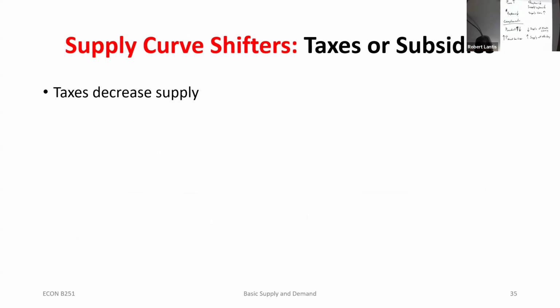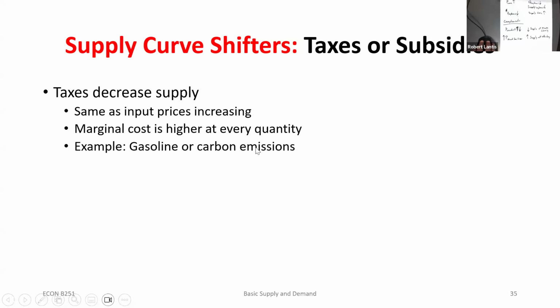Higher input prices, we said, decrease supply. So that's just a unique case of an input price increase. Like gasoline, when the government started imposing these carbon emission taxes, you saw the gasoline production went down. Supply, I should say.